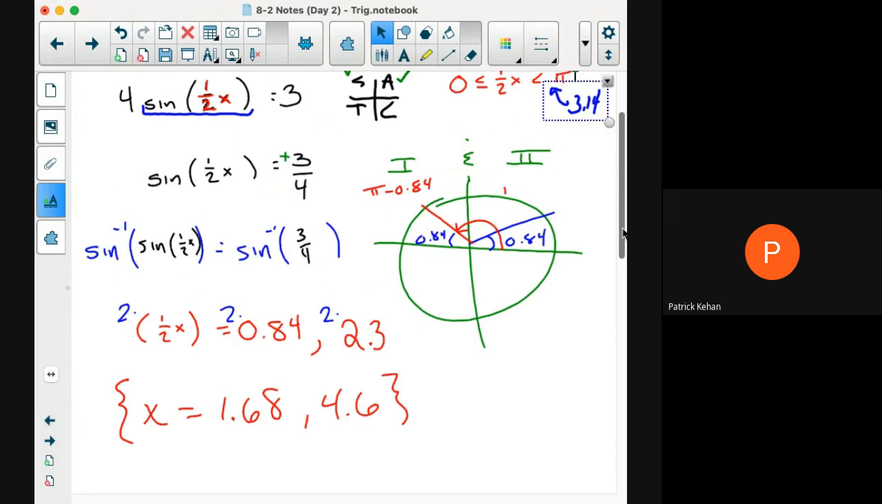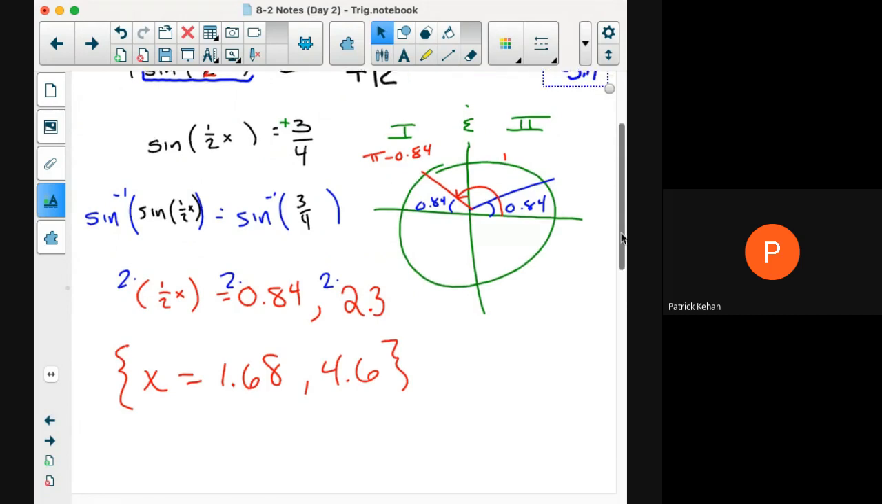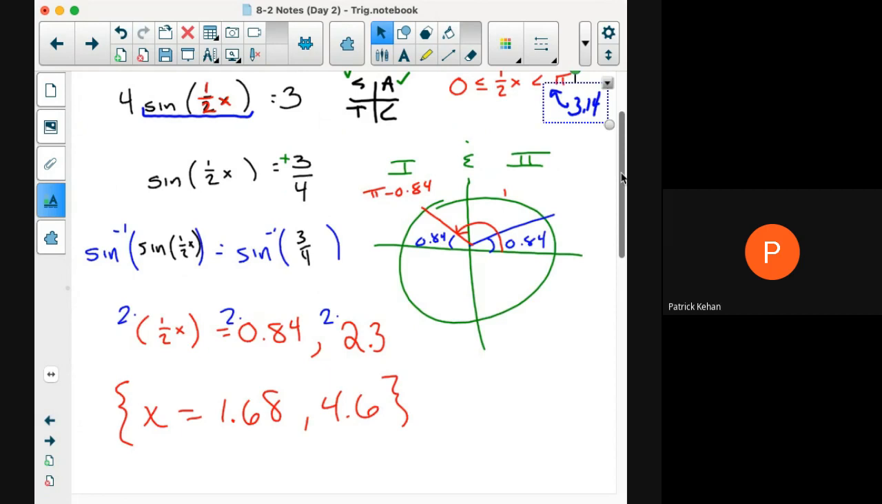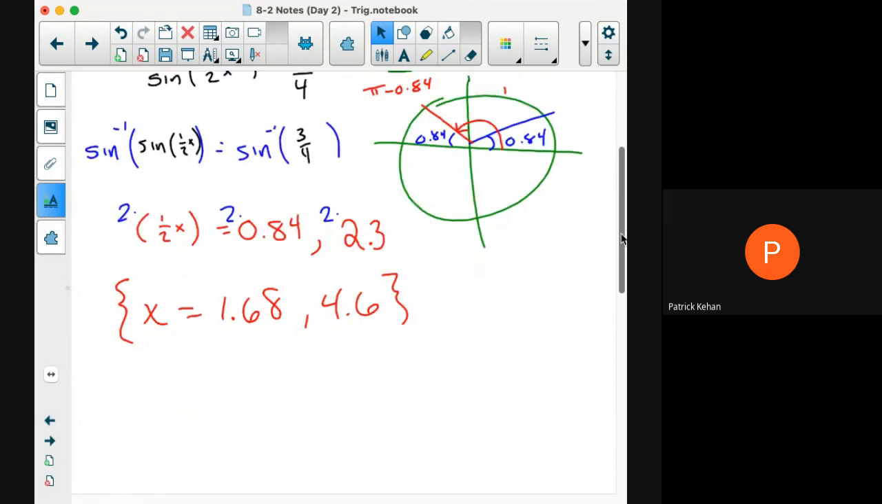So in this case, there are 2 solutions here. We've identified them, 0.84, 2.3. There's no reason to add coterminal angles because we're going to go outside of this adjusted interval right away. Once you determine that, then you can turn around and now isolate the x from the 1/2 x, and you multiply all the angles by 2, leaving us with 1.68 and 4.60 radians. And that's our solution process when the angular frequency of the equation is anything other than 1.